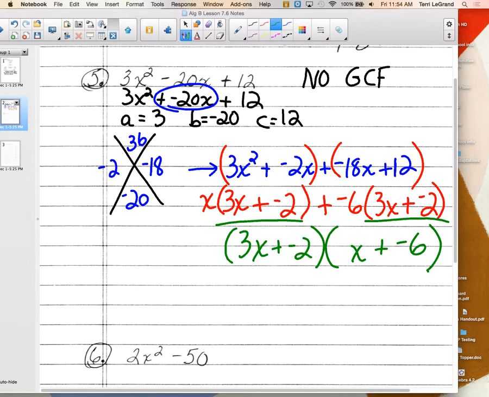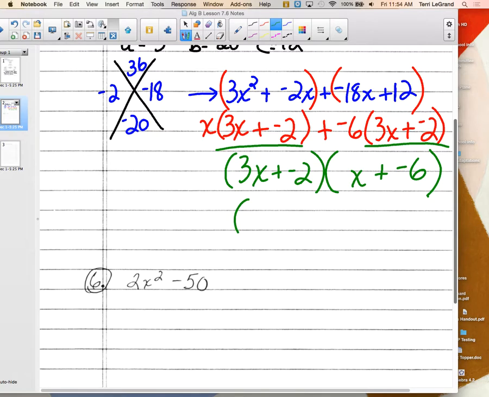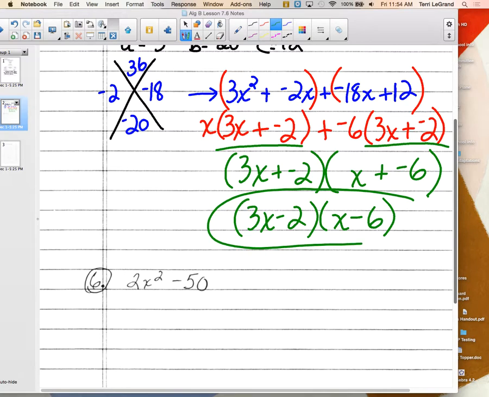Good thing you all did so well on the quiz, huh? And what do we do cleaning it up? 3x minus 2 and x minus 6. There was no GCF, so that's our factored form.